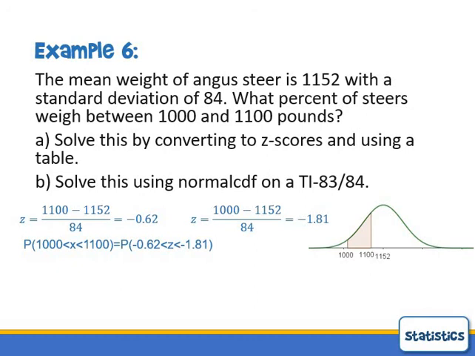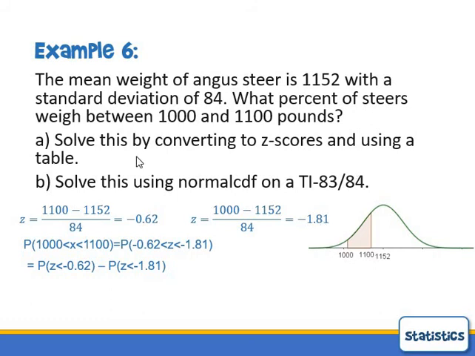So the probability that the x value, the weight of the steer, is between 1,000 and 1,100 is the same as the probability that the z-scores are between these two values, negative 0.62 and negative 1.81. I've got those reversed because of the negative. Those should be in the opposite order, but between the two numbers. And so the probability that z is less than negative 0.62 minus, if we do the probability that's less than negative 0.62, that'll be the bigger area, and then we're going to subtract off the little tail on the end, the probability that z is less than negative 1.81, which will give us our final answer.